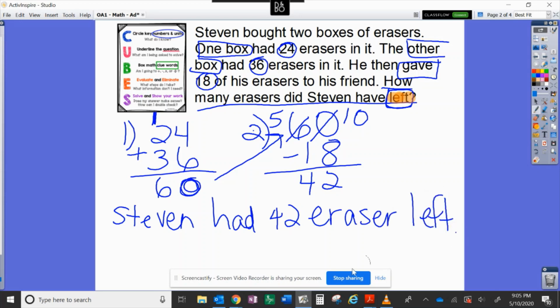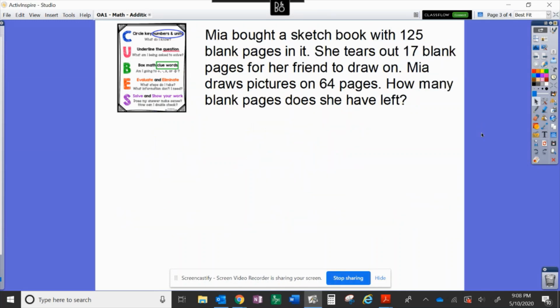Well done. One more time, boys and girls. Here we go. Mia bought a sketchbook with 125 blank pages in it. She tears out 17 blank pages for her friend to draw on. Mia draws pictures on 64 pages. How many blank pages does she have left? So hopefully by now you realize those little alarm bells you're hearing sound like this. Two step, two step, two step.